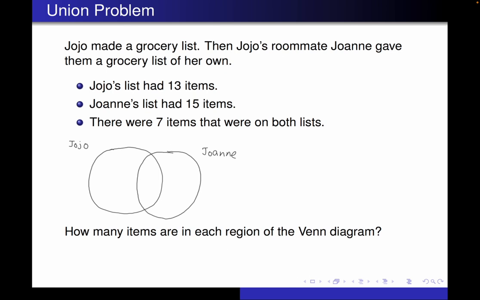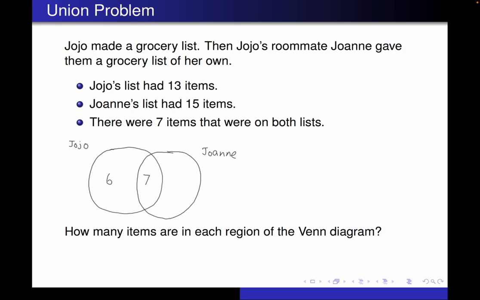One of those regions we can figure out right away. That's in the middle. There are 7 items that are on both lists. That center region has 7 items in it. Now, once we have that, we can now finish out the rest of JoJo's list, right? We already have 7 items of JoJo's list accounted for. There are 13 items altogether. That means there are 6 items in this region to the left. That is the list of things that are on JoJo's list, but not on Joanne's list.